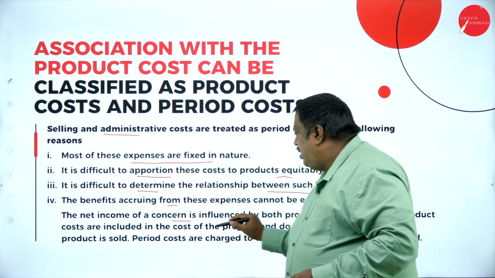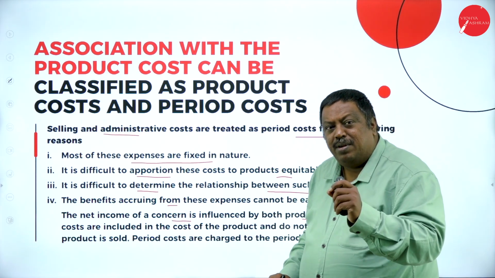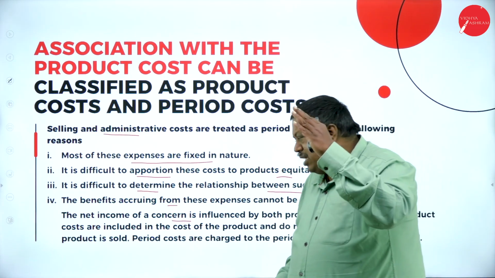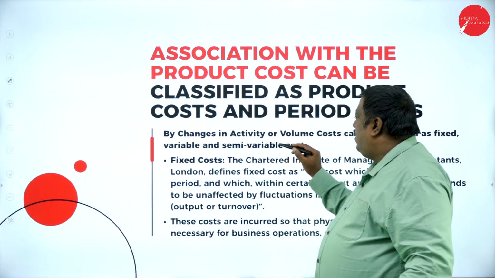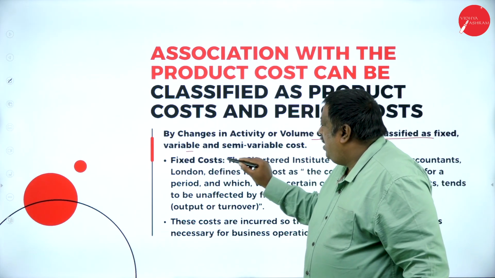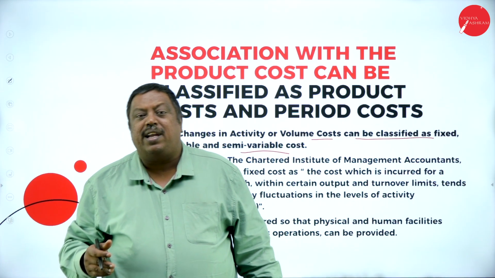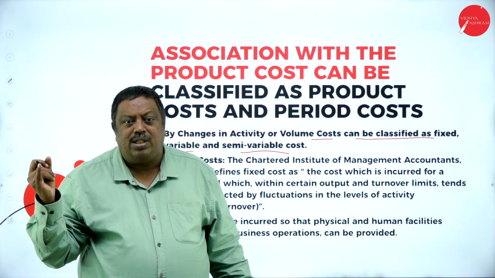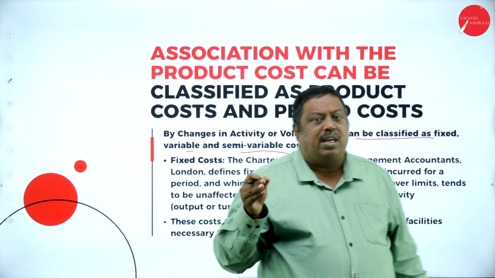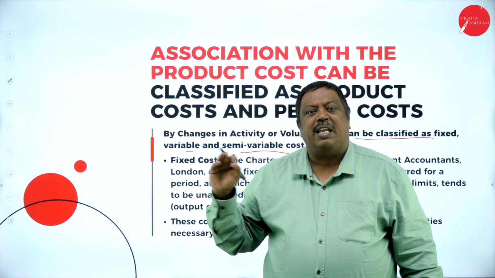The net income of a concern is influenced by both product and period cost. The profit that the firm or the manufacturing industry has earned considers both product cost as well as period cost. By changes in activity or volume, cost can be classified as fixed, variable and semi-variable. So based on the activity, the cost is divided into three concepts here: fixed cost, variable cost and semi-variable cost.